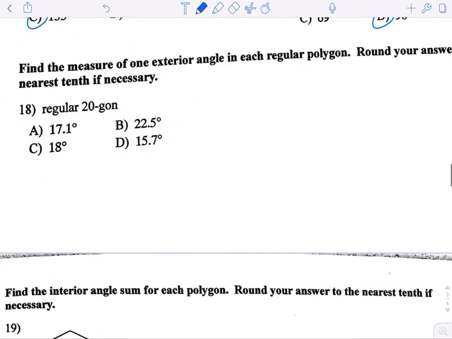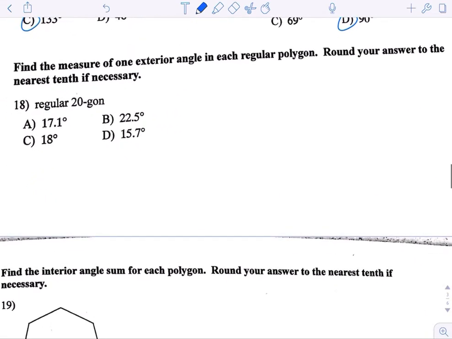18. Find the measure of one exterior angle in each regular polygon. Round your answer to the nearest tenth if necessary. So in order to find one exterior angle, it's the formula 360 divided by n, and n is equal to the number of sides, you guys.